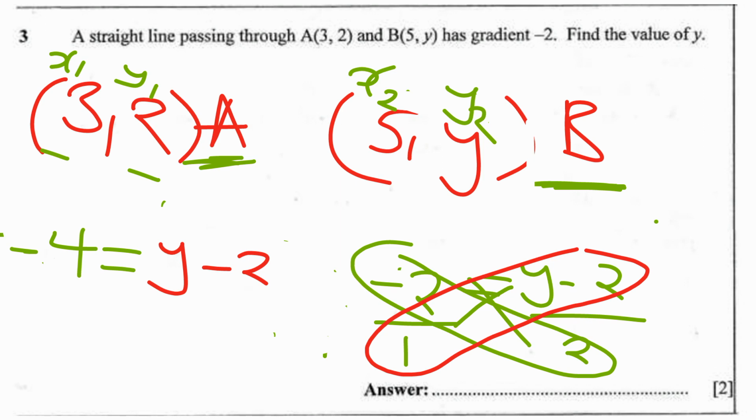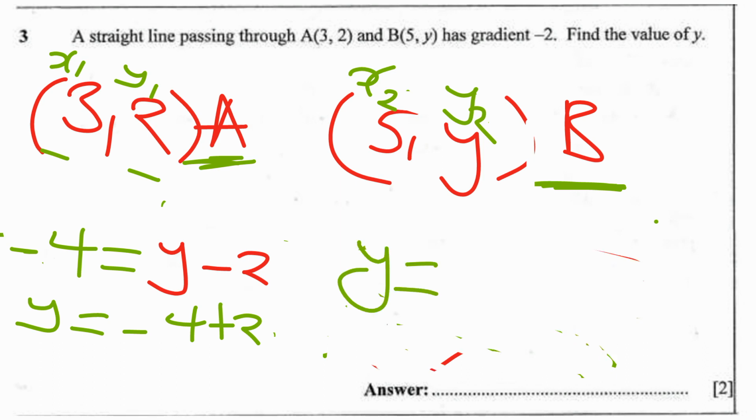So now when we reach this stage, it's a matter of collecting like terms. So we'll have y equals negative 4 plus 2, which will eventually give us negative 2. Then we would have found our answer.